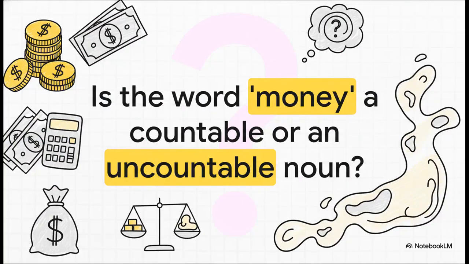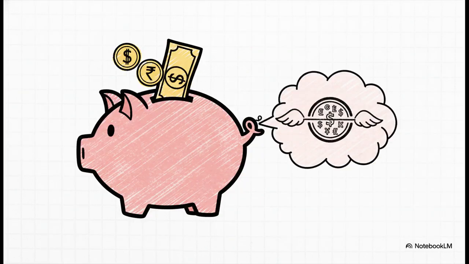Okay, here's a question for you. This is a common point of confusion for students, so take a moment to think before we look at the answer. Is the word money countable or is it uncountable? So, the answer is money is an uncountable noun. Now, you might think that's strange, because we can count rupees and we can count dollars, and that's true. The words rupees and dollars are countable. But the concept, the word money itself, is treated as uncountable in grammar. That's a crucial point to remember.